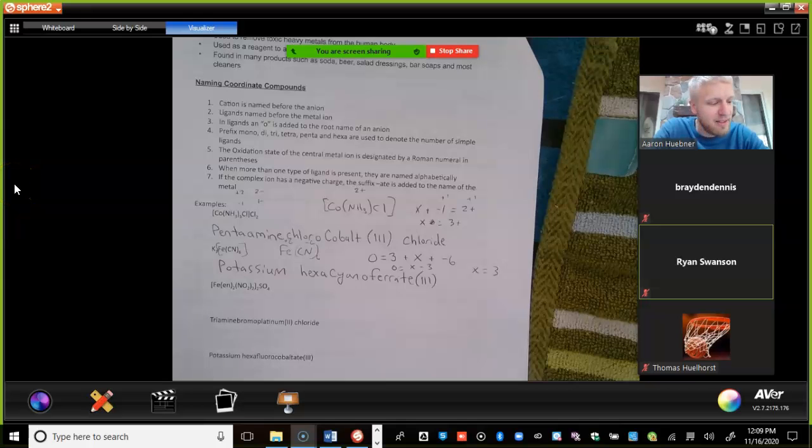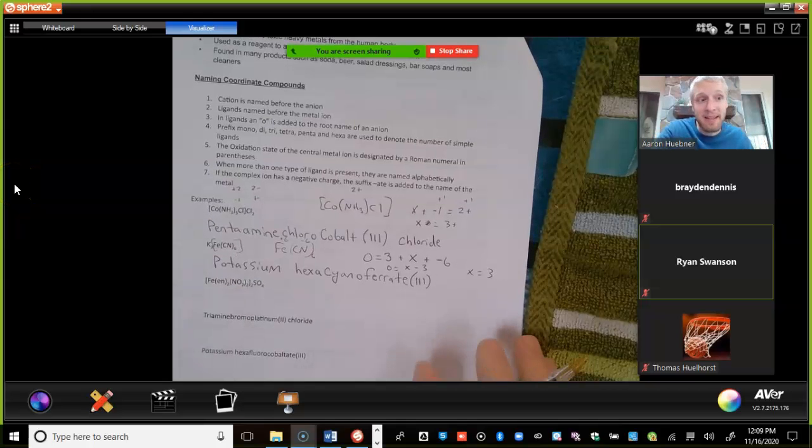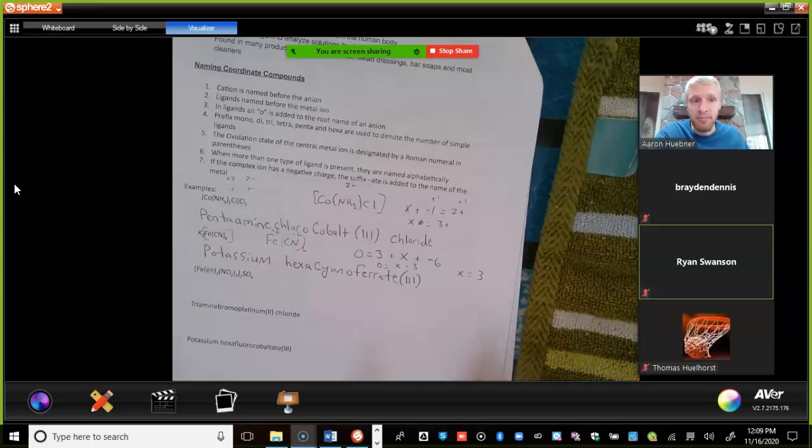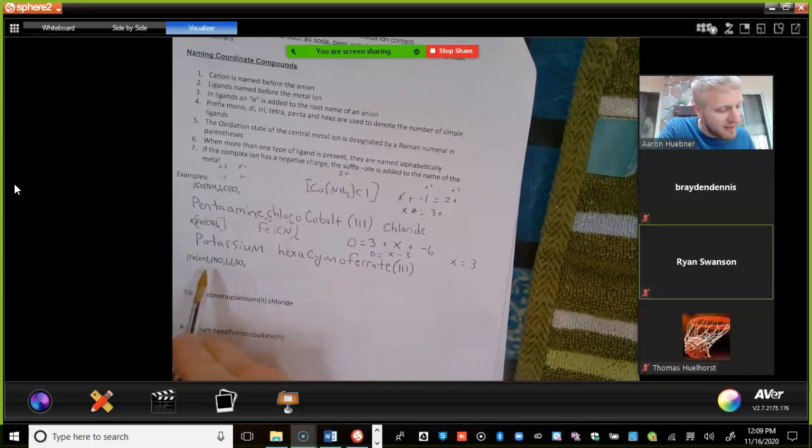Alright, what we got going on, we're continuing these notes. We're naming complex, actually coordination compounds that involve complex ions. So it gets kind of fun here. We have a molecular formula, and we got to write the name.